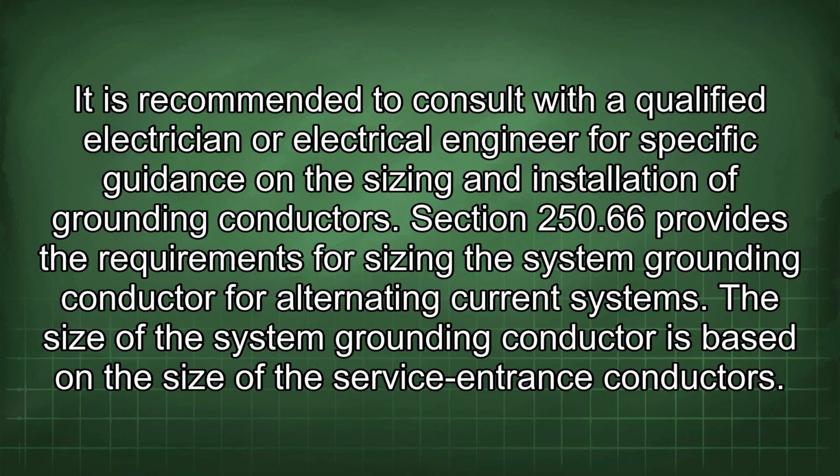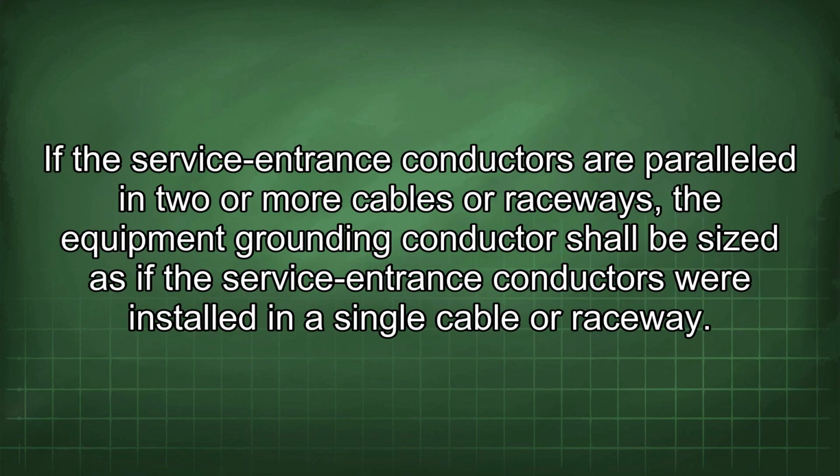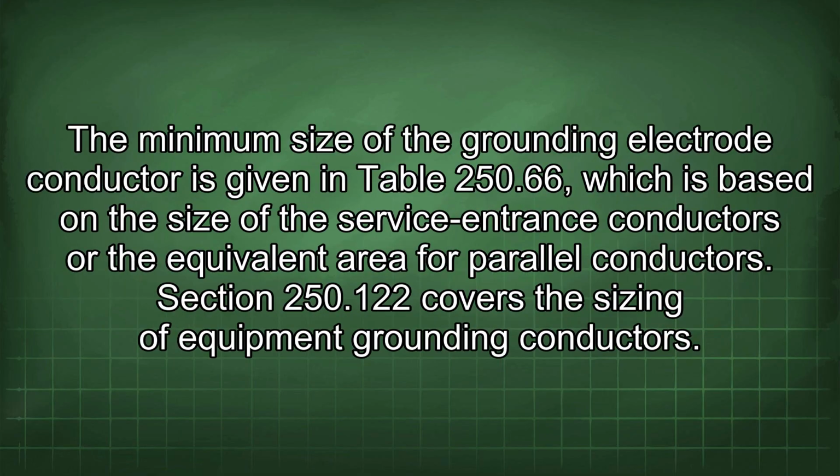Section 250.66 provides the requirements for sizing the system grounding conductor for alternating current systems. The size of the system grounding conductor is based on the size of the service entrance conductors. If the service entrance conductors are paralleled into two or more cables or raceways, the grounding conductor shall be sized as if the service entrance conductors were installed in a single cable or raceway. The minimum size of the grounding electrode conductor is given in Table 250.66, which is based on the size of the service entrance conductors or the equivalent area for parallel conductors.